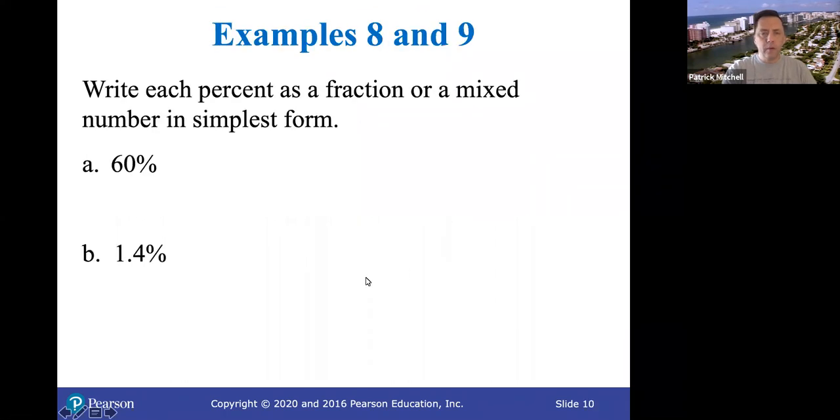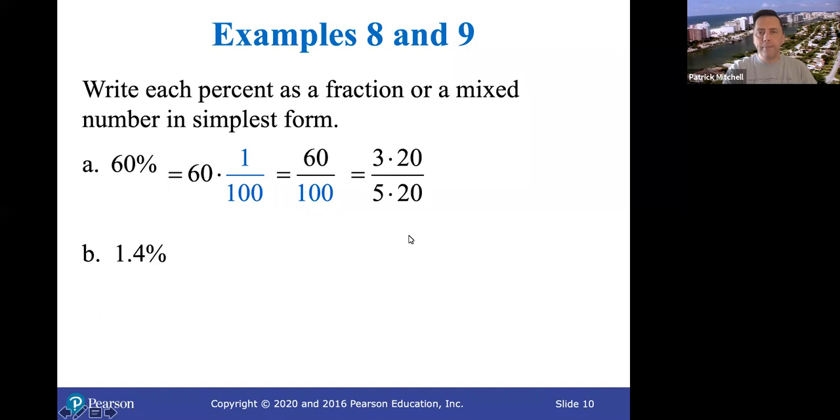All right, so in these examples, we're going to write each percent as a fraction, and then we almost always have to simplify the fractions. So if we have 60%, we're going to take away that percent sign, replace it with the fraction 1/100th. 60 times 1/100th is 60 over 100. That fraction can be simplified because 60 and 100 have a common factor 20. Take out the common factor and you're left with 3/5. So 60% is equivalent to 3/5.